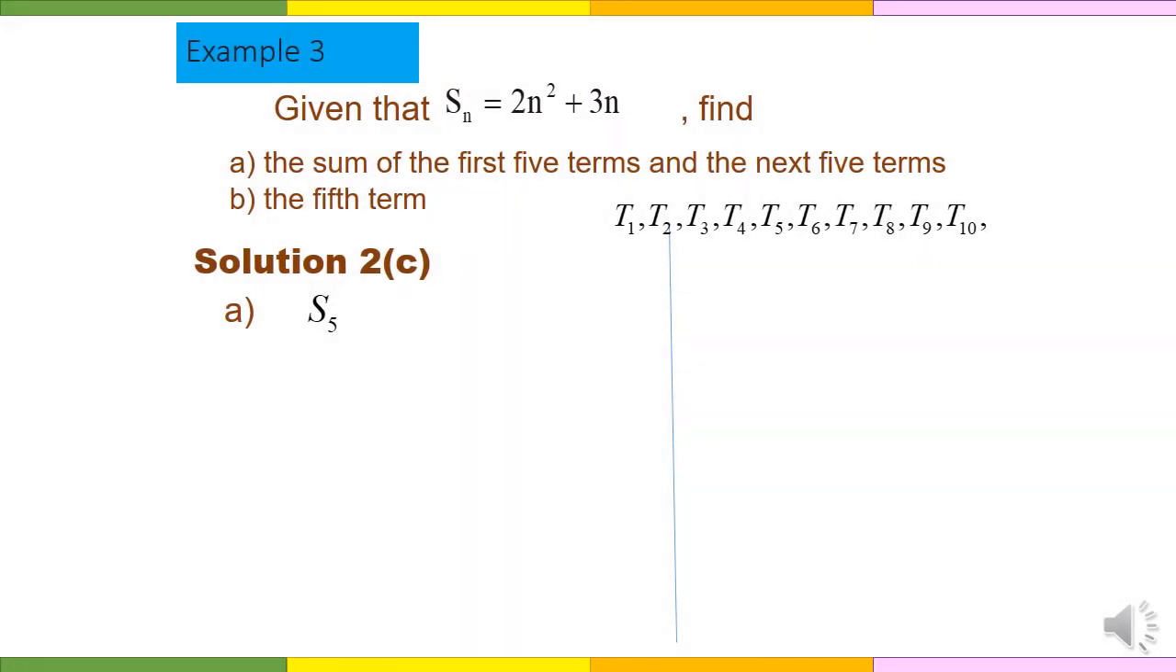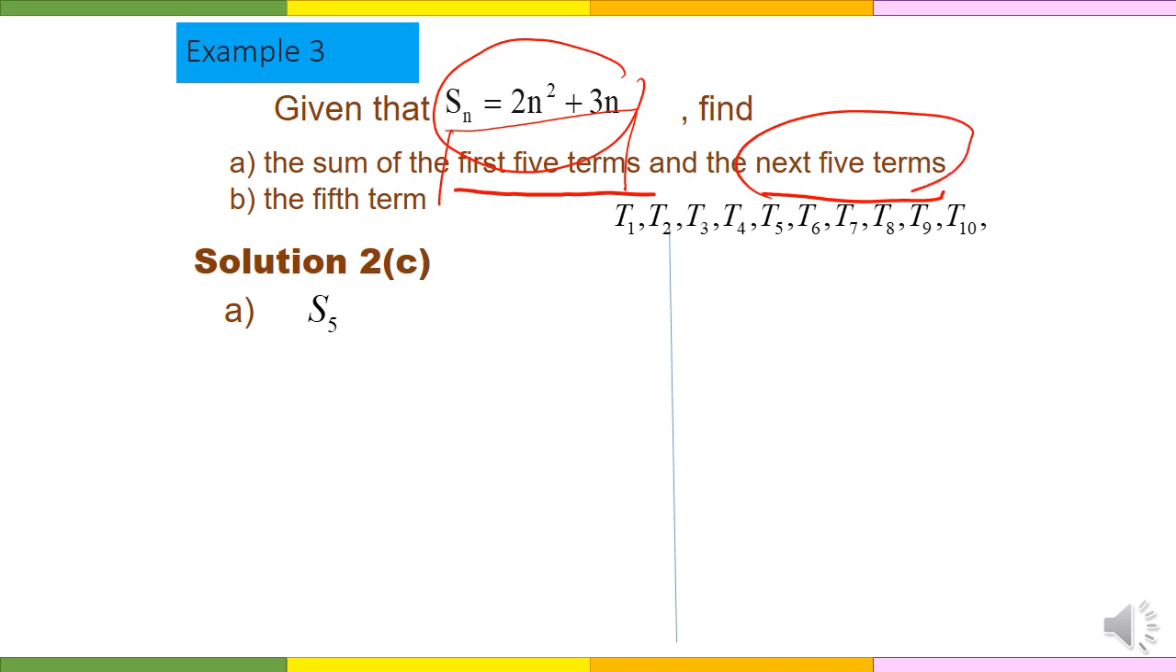So some examples for partial sum, given that Sn equals 2n squared plus 3n. We want to find A, the sum of the first 5 terms and the next 5 terms. For the first 5 terms, we can directly use the Sn formula given. S5, just substitute the value of n, which is 5. So 2 multiplied by 5 squared plus 3 multiplied by 5 equals 65.